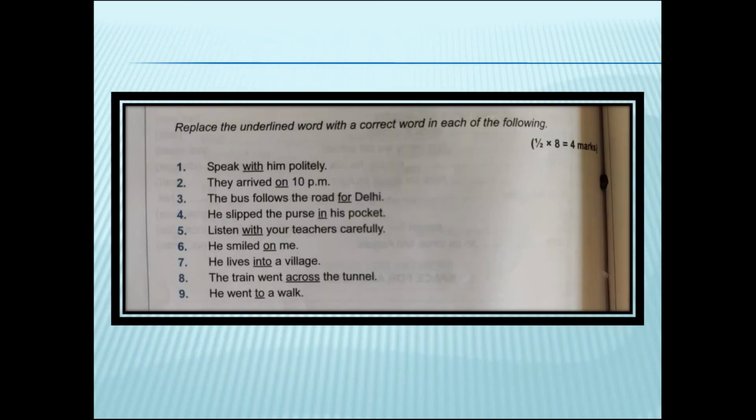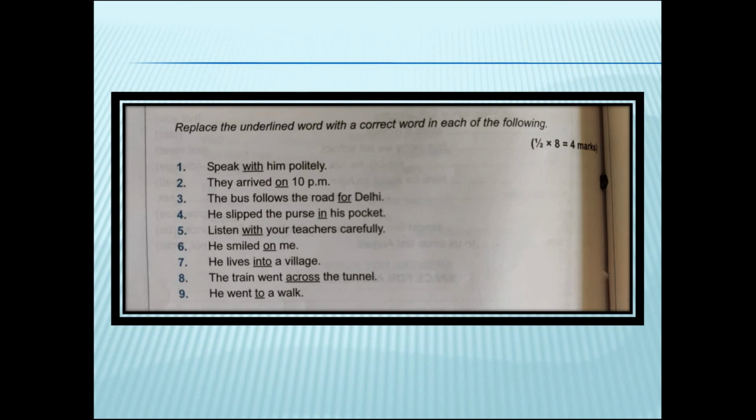Now let's discuss an exercise from our book to get a better idea of this concept. Replace the underlined word with a correct word in each of the following. Now let's see the examples, the sentences given. Speak with him politely. Now the underlined word is with, which is a preposition. So with is not correct here. Speak to him politely. So we are going to replace it with to.